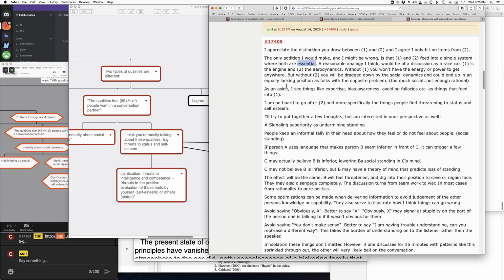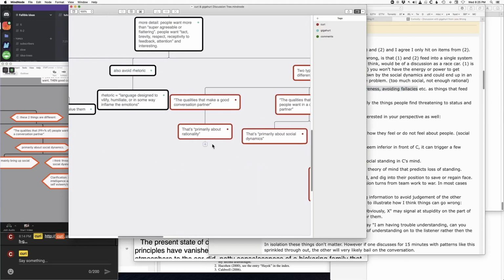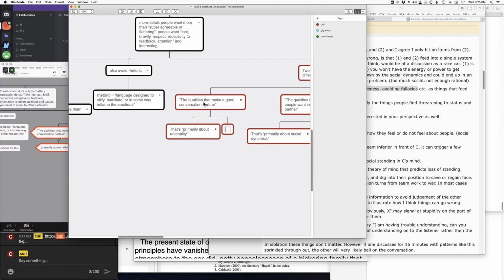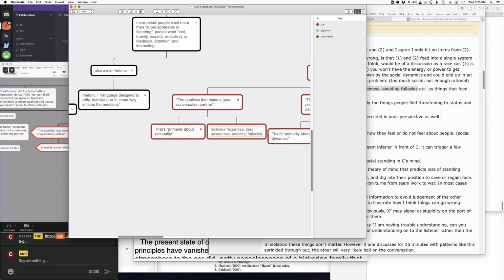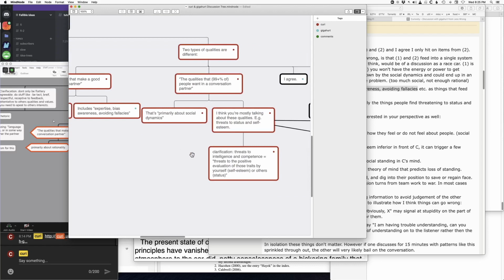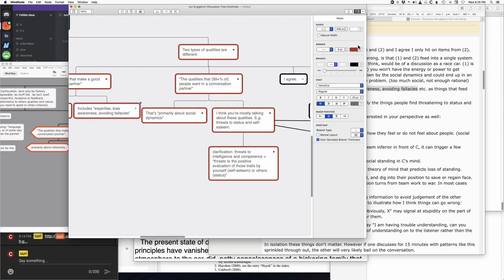Okay, now he says, this is an aside, so he's not going to build on this. He says he sees expertise, bias awareness, avoiding fallacies as things that feed into one. So here's one. He just includes those things. Okay, that makes sense. So he's talking about one and he's saying these are also qualities of one.